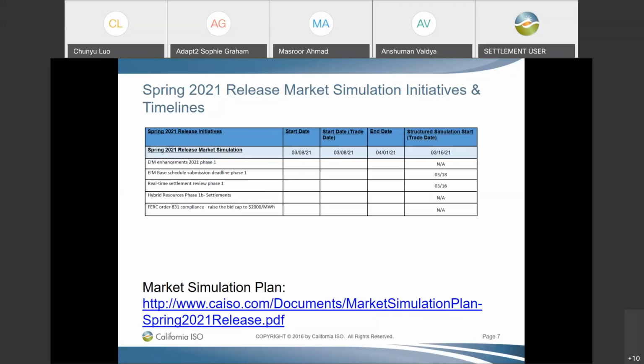For hybrid resources phase 1B settlements, this project is basically talking about the battery resources. So if you plan to participate in the market simulation unstructured for this particular project, then please send us the registration details for the battery resources so that we can configure them in Mapstage. Any questions regarding the market simulation initiatives and timelines? All right, moving on.